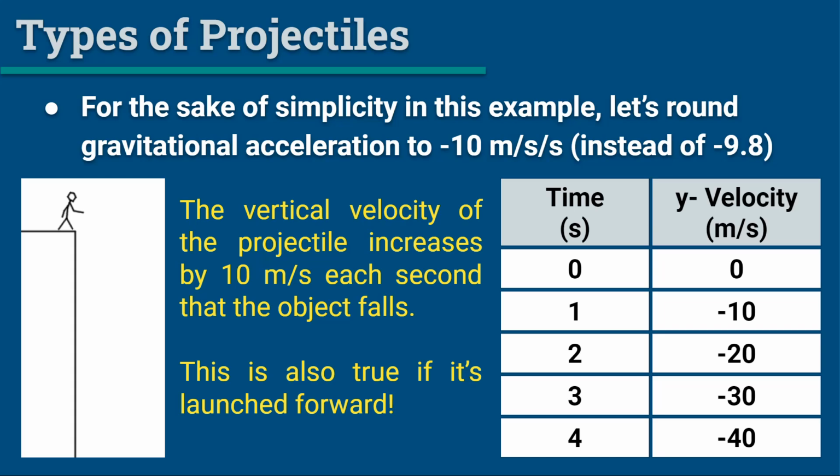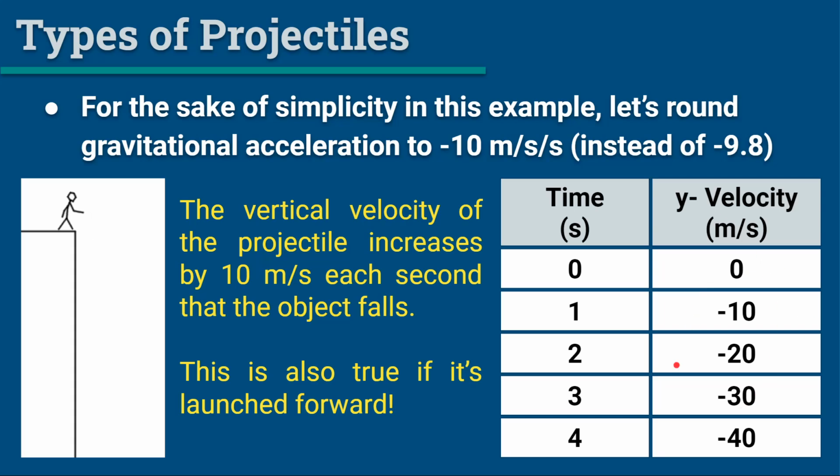So again, let's look at some numbers with this just to refresh our memories. But it says, for the sake of simplicity in this example, I have rounded gravitational acceleration to -10. This is just easier to work with, and it's pretty close to -9.8 anyway. Okay, and so if you look at this, we did tables like this in our free fall unit. But this is what it means to accelerate at a rate of -10 meters per second squared.